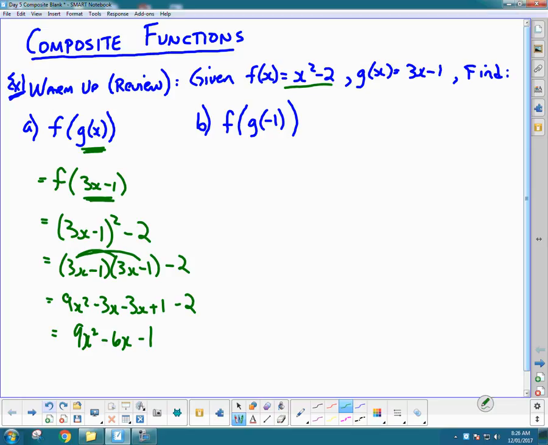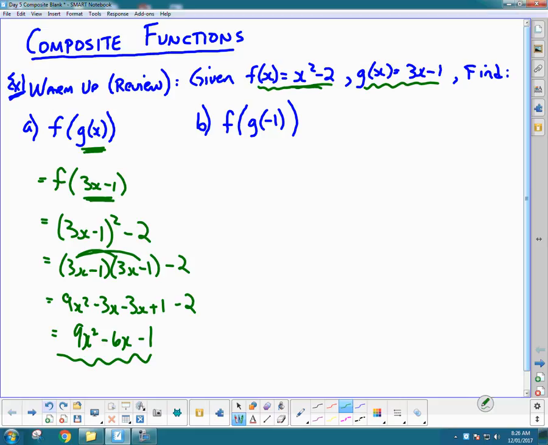And your answer is actually a brand new function. So when you take the composite of two functions, you're creating a brand new one. So you see the old one was, there's your f at x one, there's your g at x, and the composite of those is this brand new function, which has some characteristics of the first one and some characteristics of the second one.